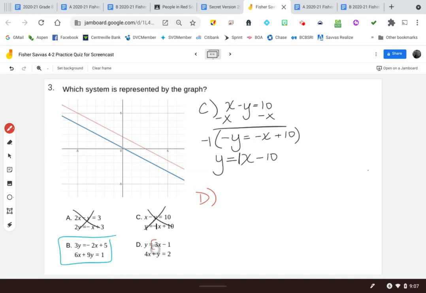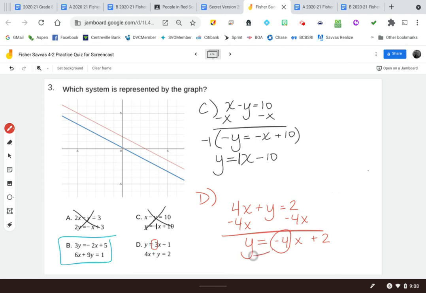I can see that my slope is 3. So I just need to change around the second equation. So I have 4x plus y is equal to 2. I would subtract 4x from both sides. So my equation would be y is equal to -4x plus 2. As you can see, my slope here is -4.